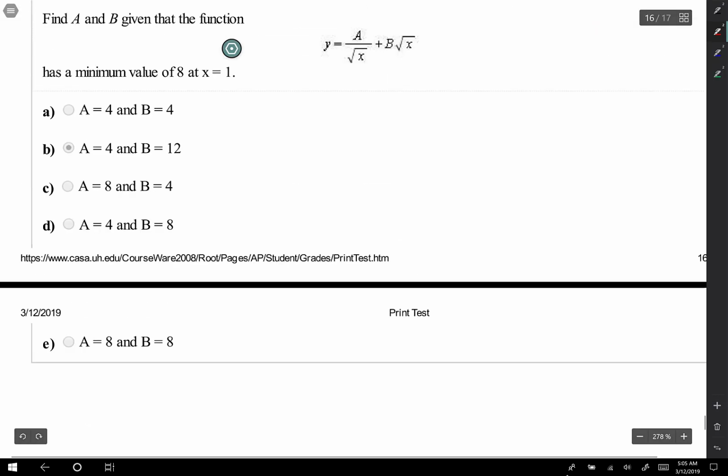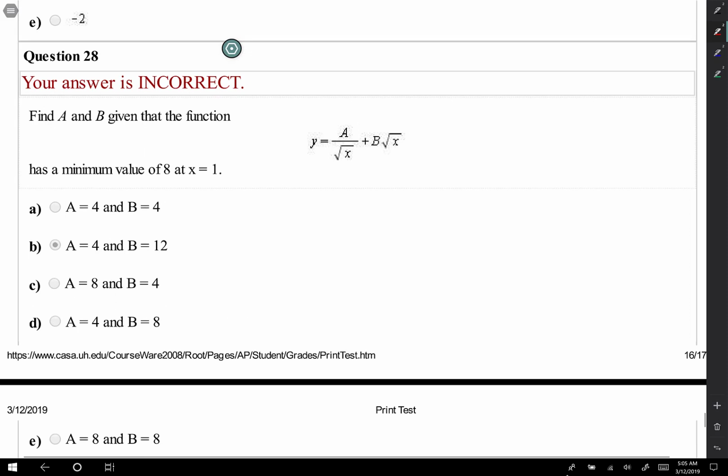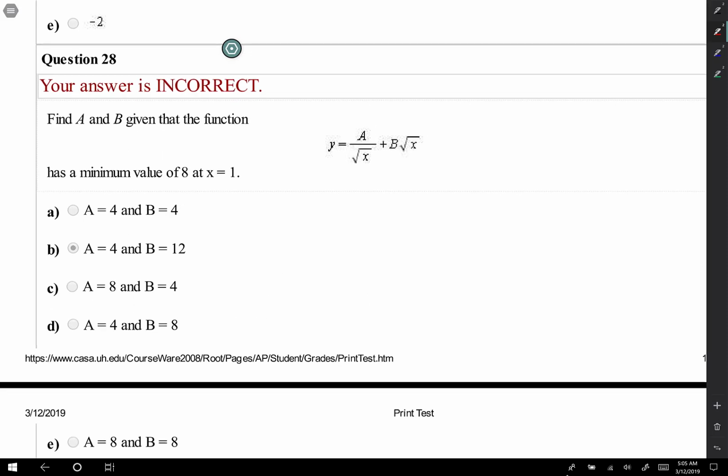All right, is this the last one here? Yeah, this is the last one. All right, guys. Last one. Find a and b given the function has a minimum value of 8 at x equals 1. So they're giving us two pieces of information. They're telling us that it's a minimum when x is 1. So that means I'm going to take the derivative, which is equal to 0 when x is 1. And they're telling me that the value when x is 1 is 8.